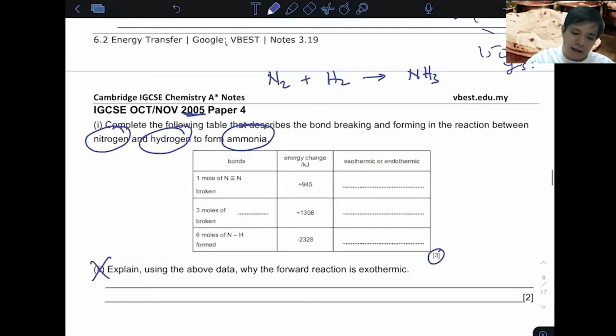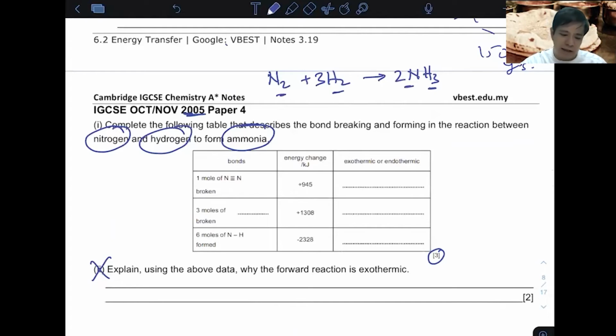So then I balance it. You see this is 3, this is 2. So to balance it, this will be 2 and this will be 3. So you have 6 hydrogen here and 6 hydrogen here. Then 2 nitrogen, 2 nitrogen. So this is balanced.